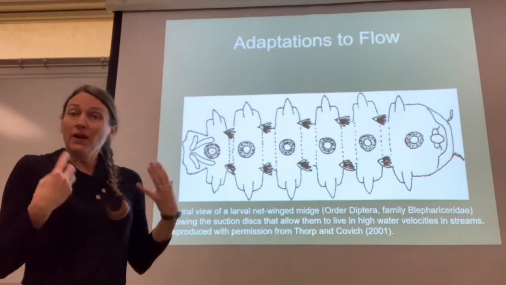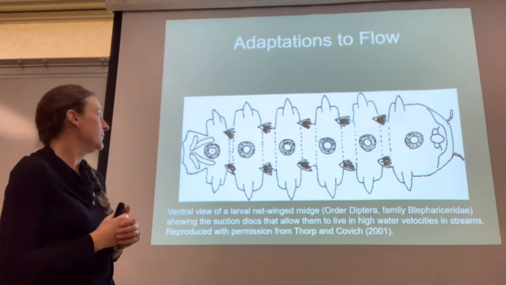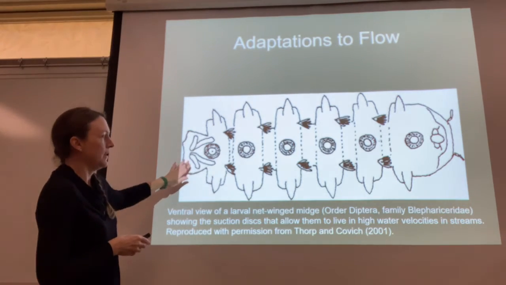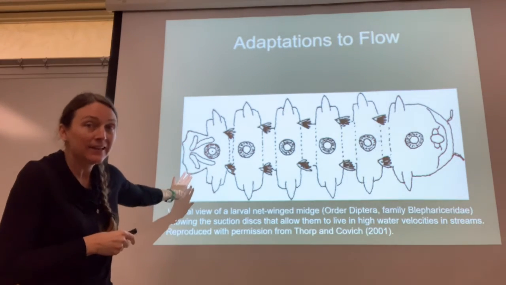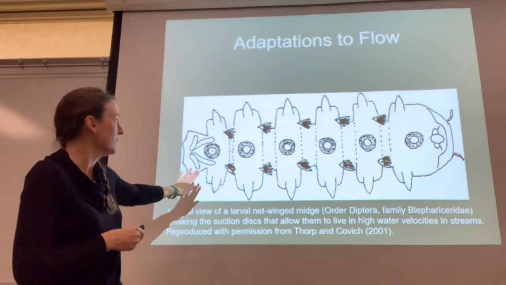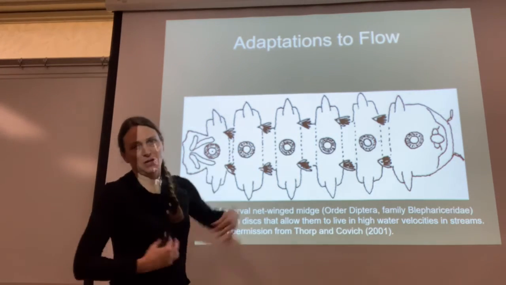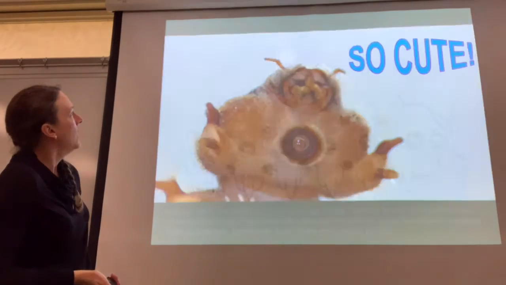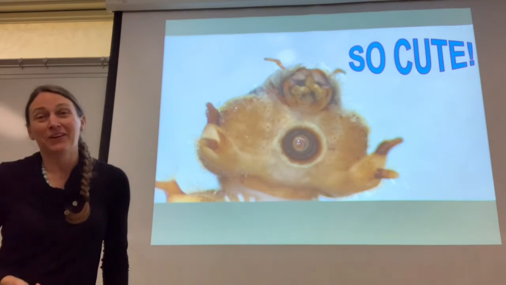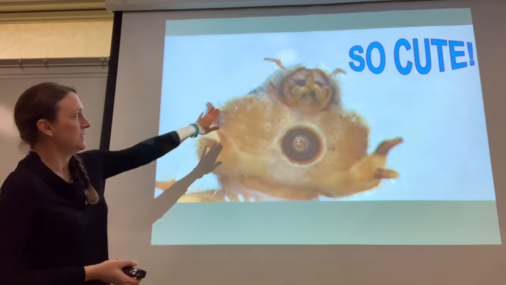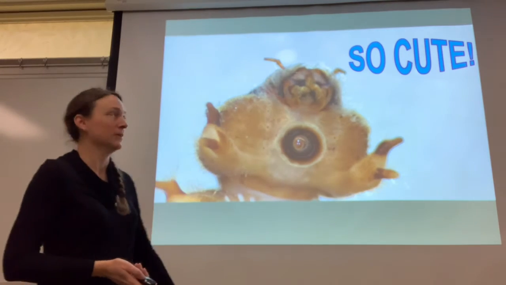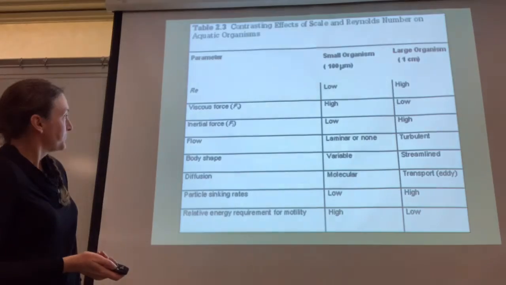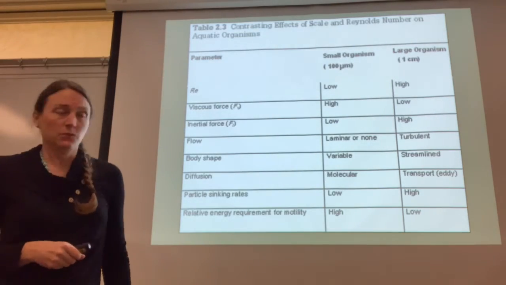And there are a lot of really cool adaptations to flow that organisms have. This shows you a Blephariceridae larva, which is a type of fly larva, and it has these little suction cups on its belly that help it stick down to the surface of a rock. And they're very cute. This was a picture that some of my students took in the microscopy lab a few years ago. So lots of really cool adaptations that we'll talk about.